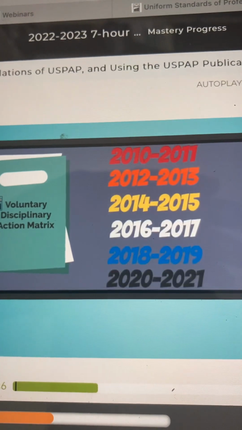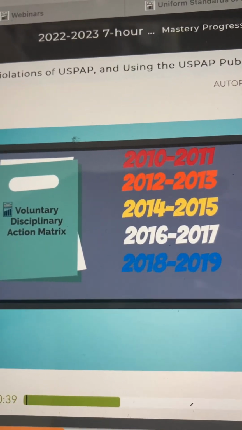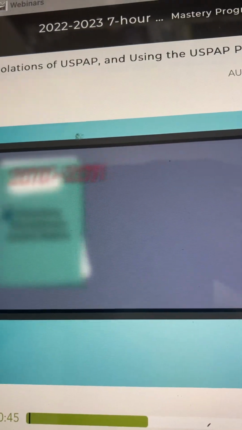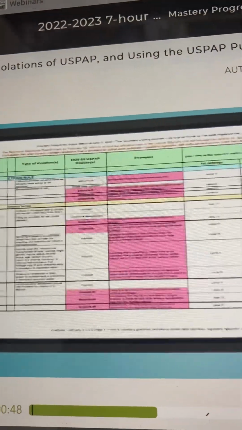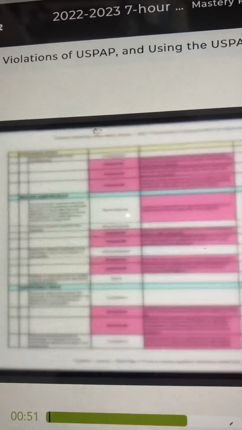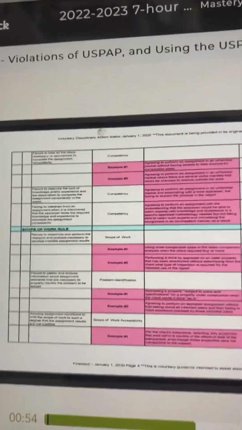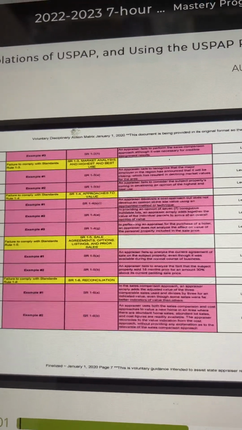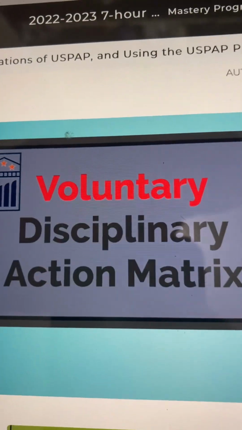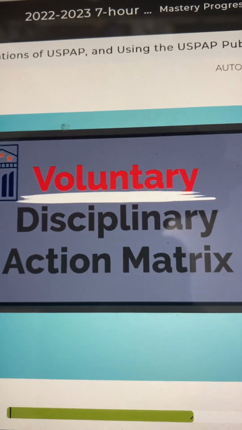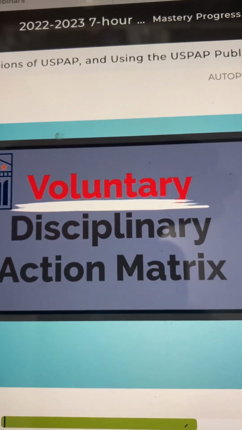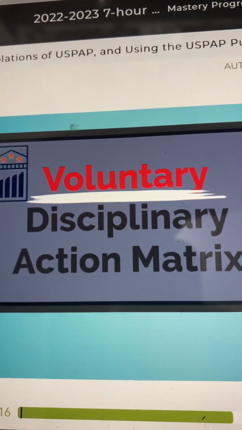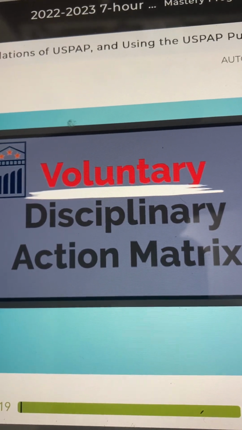There is a version of the Voluntary Disciplinary Action Matrix that directly corresponds to each edition of USPAP that has been released since 2010. While the VDAM is mainly a resource for state regulators and is applicable only to real property appraisers, it is nevertheless valuable reference material for appraisers of all disciplines. As the name indicates, use of the matrix is voluntary, not mandatory. States may choose to use the matrix to help provide consistency in the sanctions they are meting out to violators, but they are not required to use it.